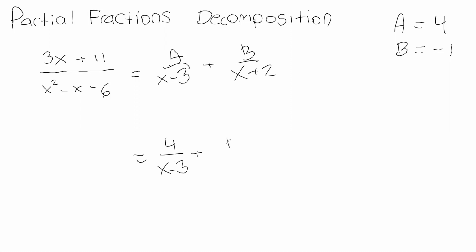plus, it's actually going to be -1 in this case because b is a negative number. We're going to make it where it's going to be 4 over x minus 3 minus 1 over x plus 2. So that's really all there is to it. We're able to break down some big expression like this into 2 smaller, more manageable pieces.